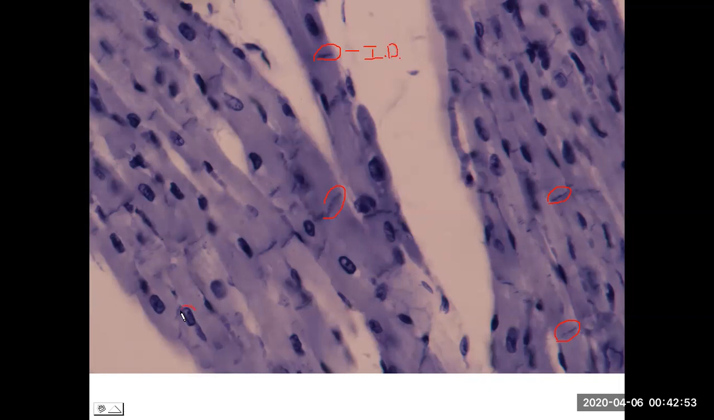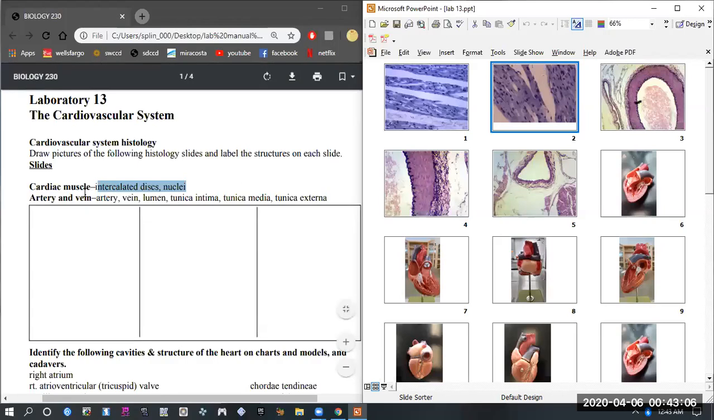And again, the nucleus, right, the dark staining. Cardiac muscle tissue usually has just one nucleus per cell, sometimes two. And that's the first tissue sample.